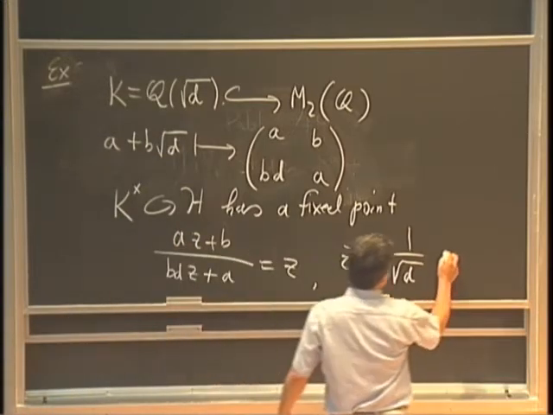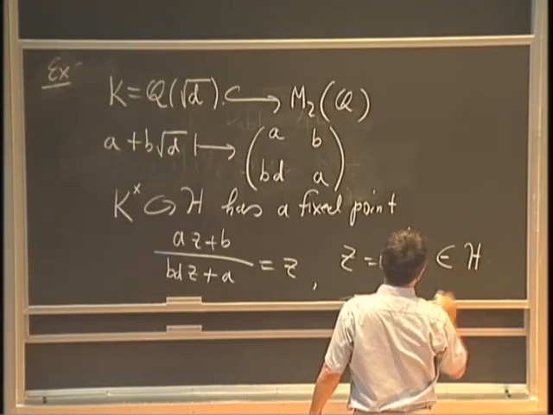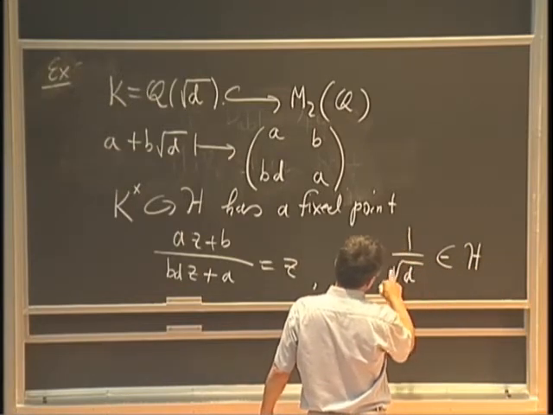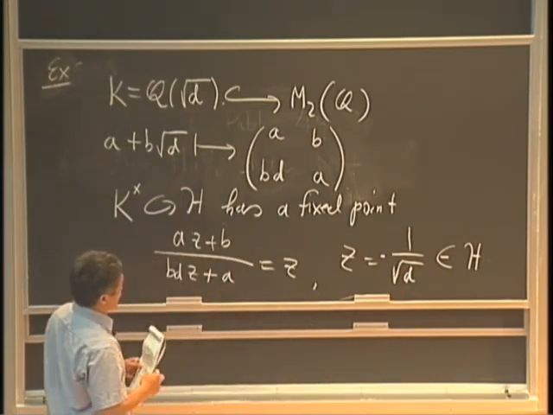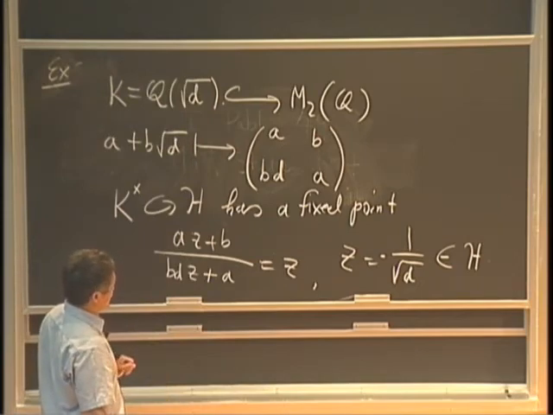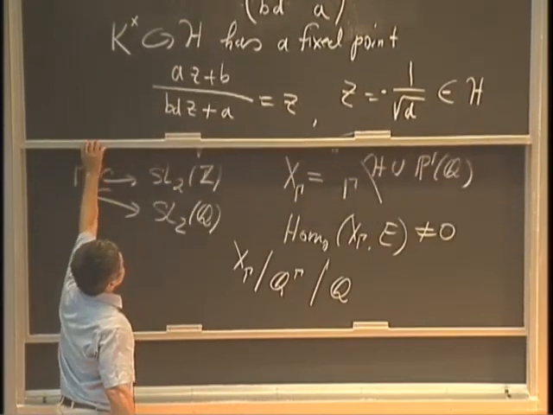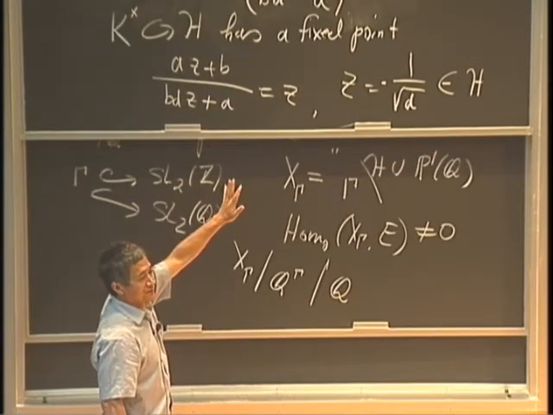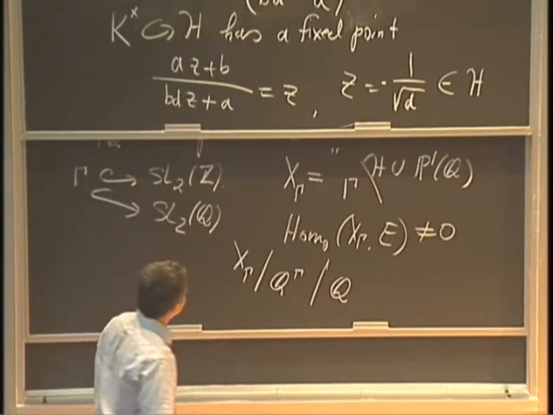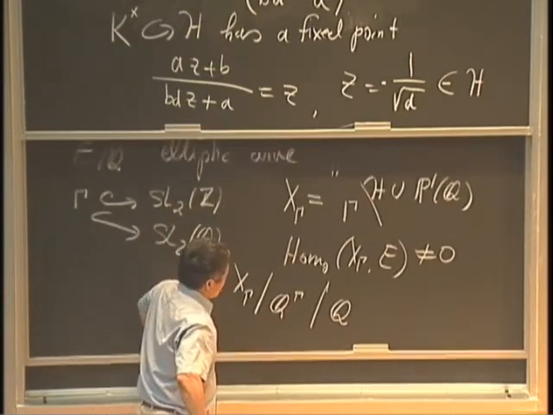So this is in the upper half plane. Or maybe I have the negative, it depends. Yes, negative of this one, because D is negative. If you put 1 over square root of D, you get the imaginary part will be negative.